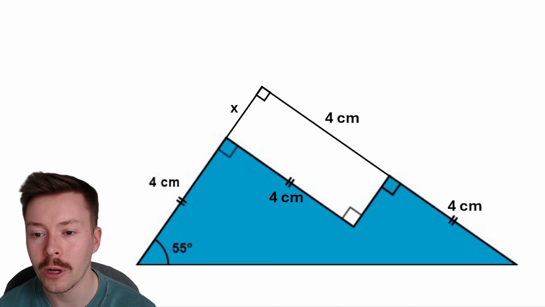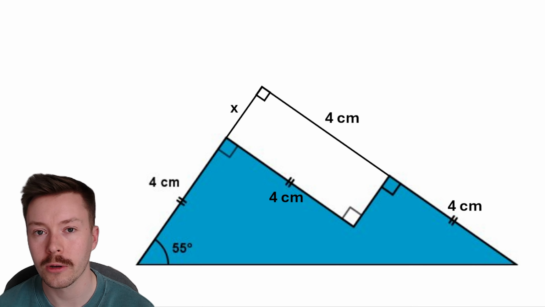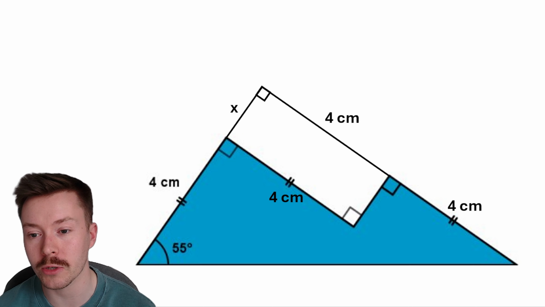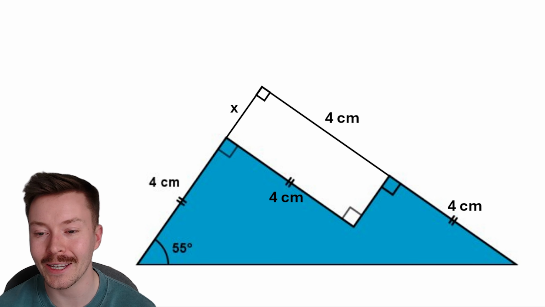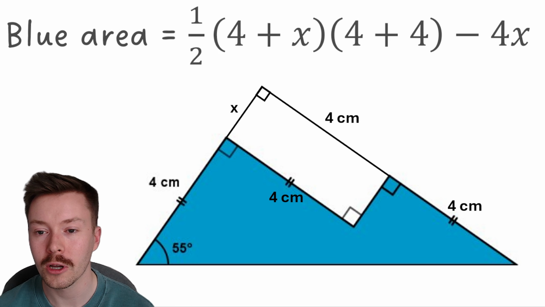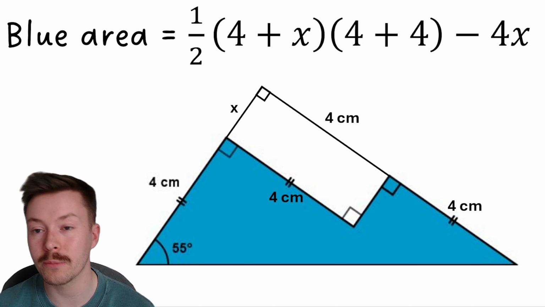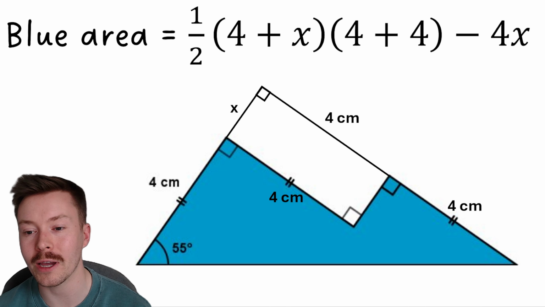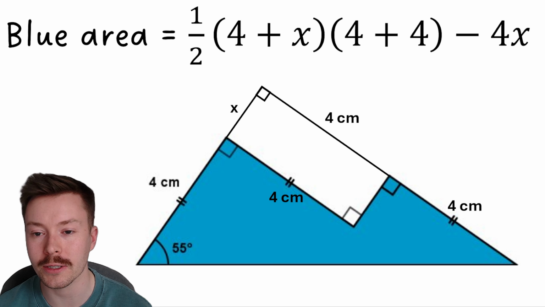But what I've got now is a triangle, and hopefully everybody watching this video knows how to work out the area of a triangle: half the base times the perpendicular height. And because we've got this right angle here, it's quite nice and easy to do a half of 4 plus x times by 4 plus 4, which is 8, and then minus that rectangle, which is going to be 4x.